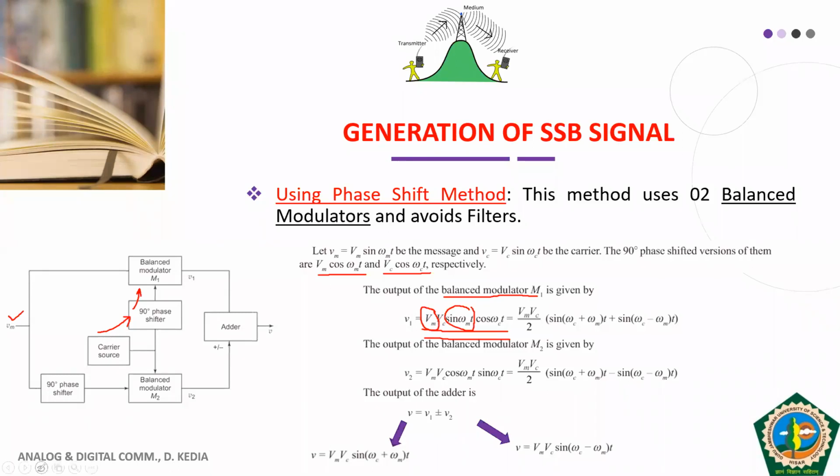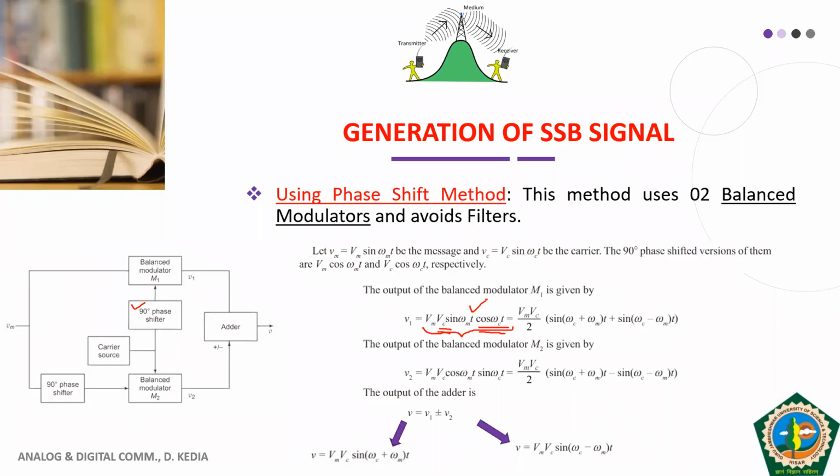And what about our carrier part? Our carrier is Vc cos omega ct. Why is it cos omega ct? Because we have done a 90-degree phase shift to the carrier. And we already know that balance modulator multiplies the two inputs. So the output of balance modulator 1 is straightforward: Vm Vc sine omega mt cos omega ct.